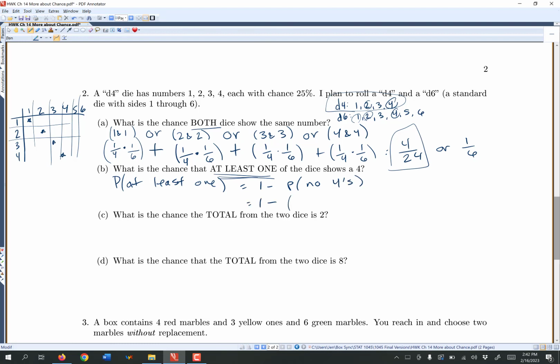So to get no 4s, we would have to have a not 4 on the first dice and a not 4 on the other dice. Okay, so that's what we'd have to have on both dice. So for your first dice, you have 1, 2, 3 numbers that are not 4s out of a total of 4. And on the second dice, you have 1, 2, 3, 4, 5 numbers that are not 4s out of a total of 6. So if I put that into my calculator, it should give me 9 out of 24, or 3/8.